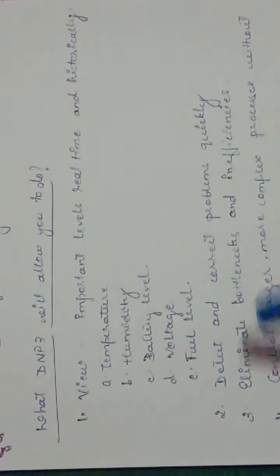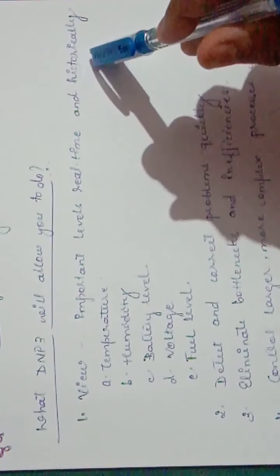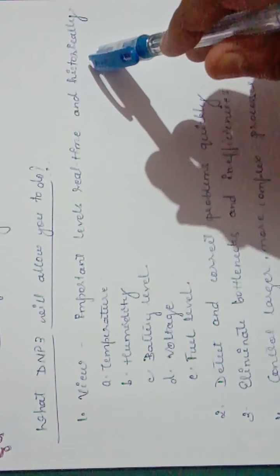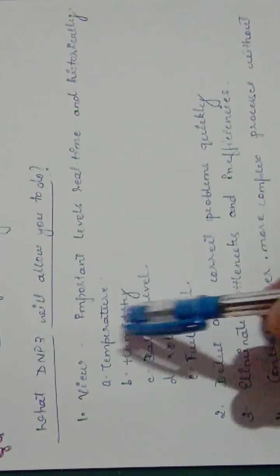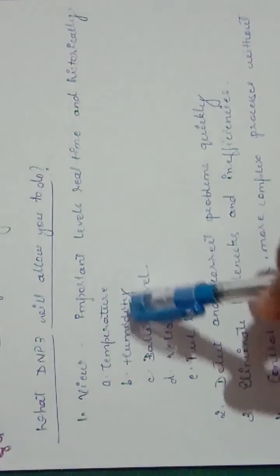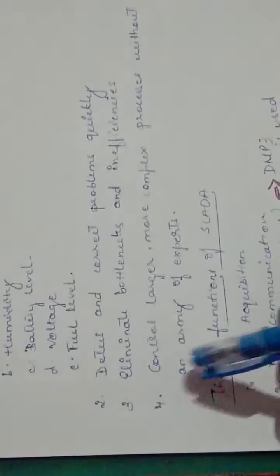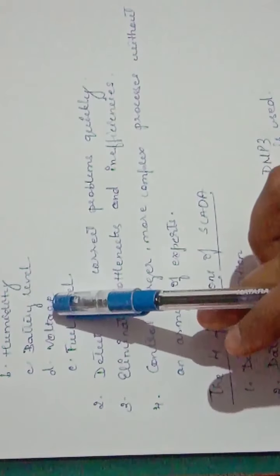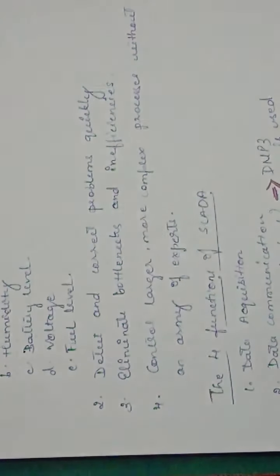Now what will your DNP3 allow you to do? First thing is, it will help you to view real-time data and your history, everything can be viewed in your DNP3. That is all your temperature, humidity, battery level. You can see what the current value is, or how it is currently changing with respect to one another, or you can also see the history of what was there. So it will help you to view, and if you find any fault, it will help you to detect and correct the problems very quickly.